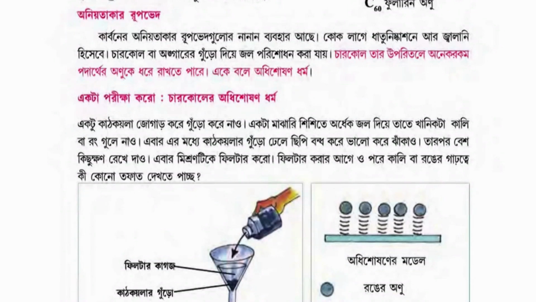Today we are going to read about the amorphous forms of carbon. We have discussed previously about the crystalline forms. Today we will discuss the amorphous forms. And one of the most common amorphous forms is charcoal.